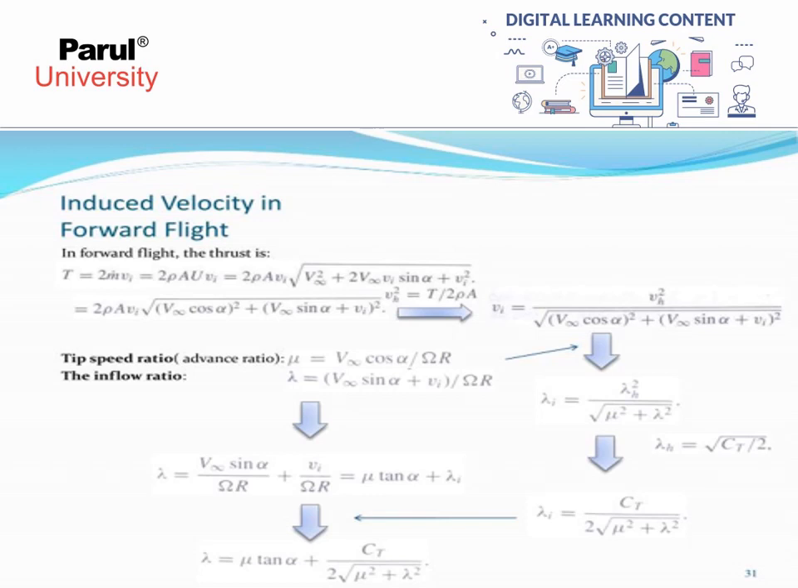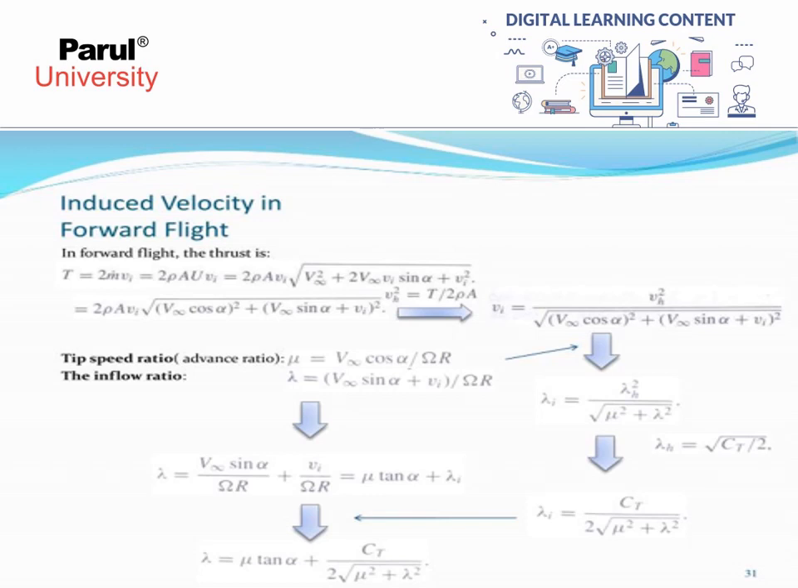Now lambda is equal to what? V infinity sin alpha by omega r plus Vi by omega. Then mu, we can write down mu tan alpha plus lambda I. Now lambda is equal to mu tan alpha plus Ct divided by 2 square root of mu square plus lambda square. Now lambda h is what? Lambda h square divided by square root of mu square plus lambda square. Then lambda h is equal to square root of Ct by 2. Then finally lambda is equal to Ct by 2 square root of mu square plus lambda square. Yeah? This is the feature about the induced velocity in forward flight.